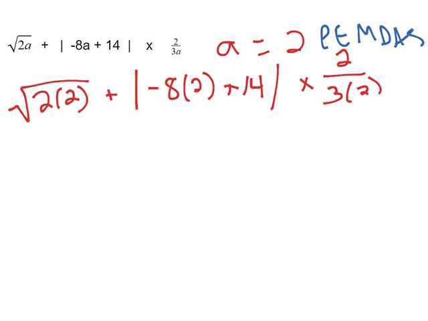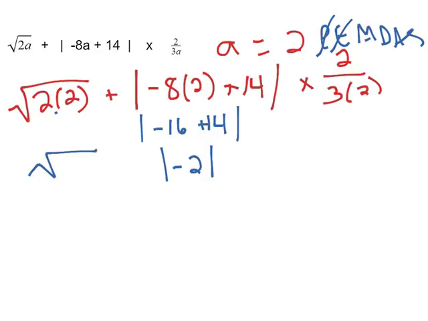We're going to do things inside the grouping, the parentheses. So, in this case, it's going to be absolute value. Negative 8 times 2 is negative 16, plus 14 is negative 2. Okay? So, we've done a parentheses. There are no exponents. Now we're going to do some multiplication. The square root of 2 times 2 is 4. 2 times 2 is 4. And then we've got our multiplication. 3 times 2 is 6.